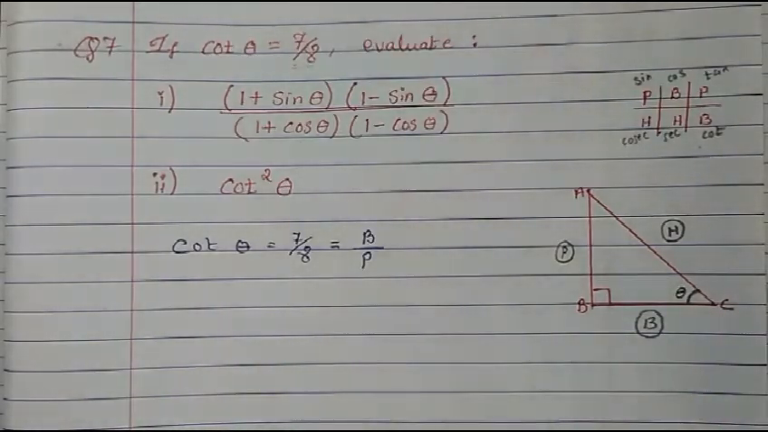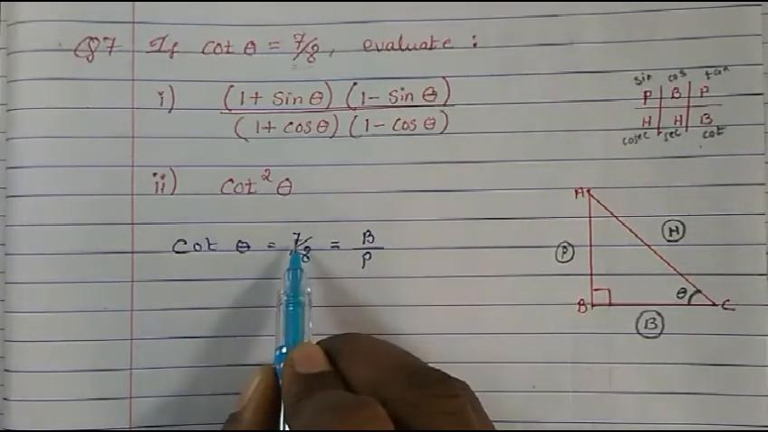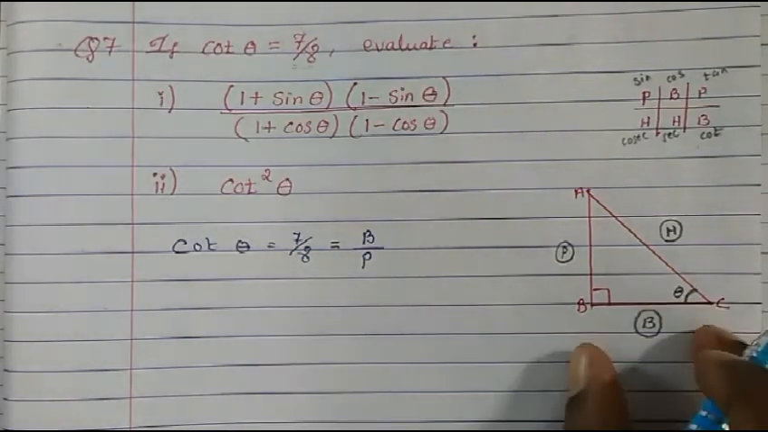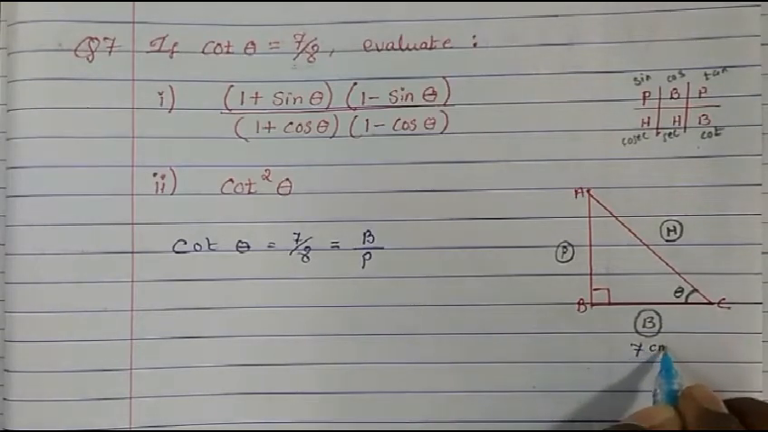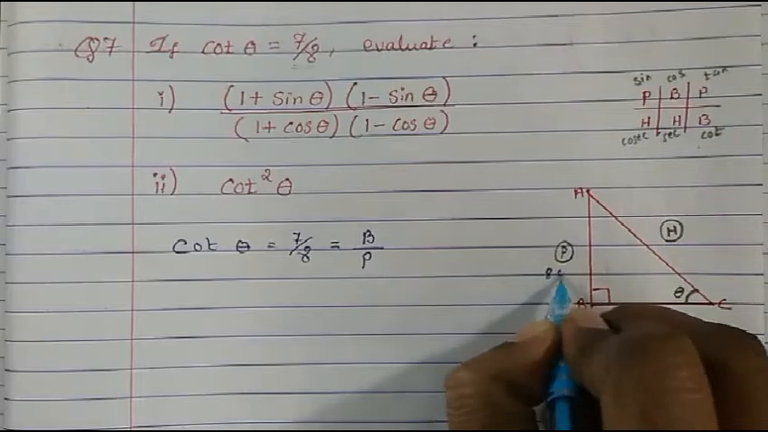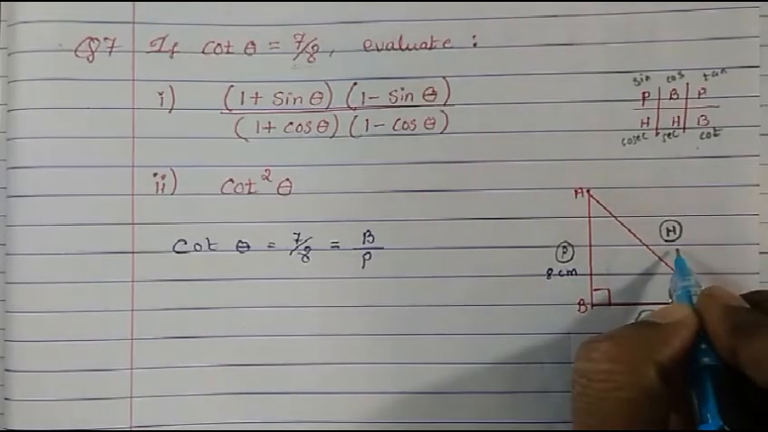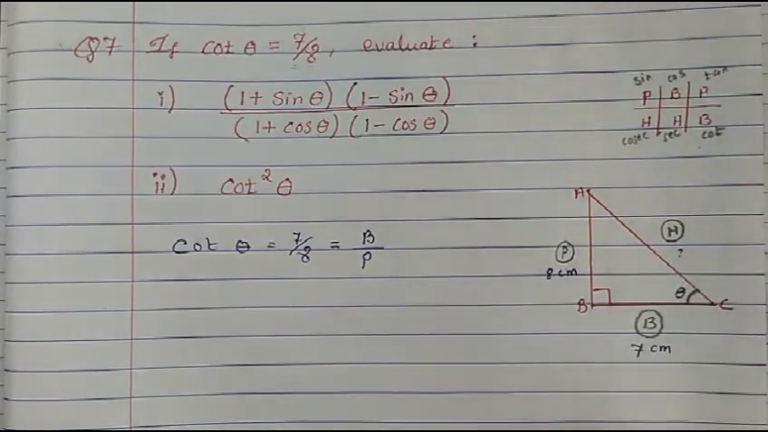So now base upon perpendicular. Base is 7, so this is our base, 7 centimeters. Perpendicular is 8, so this is 8 centimeters. What we have to find is the hypotenuse.